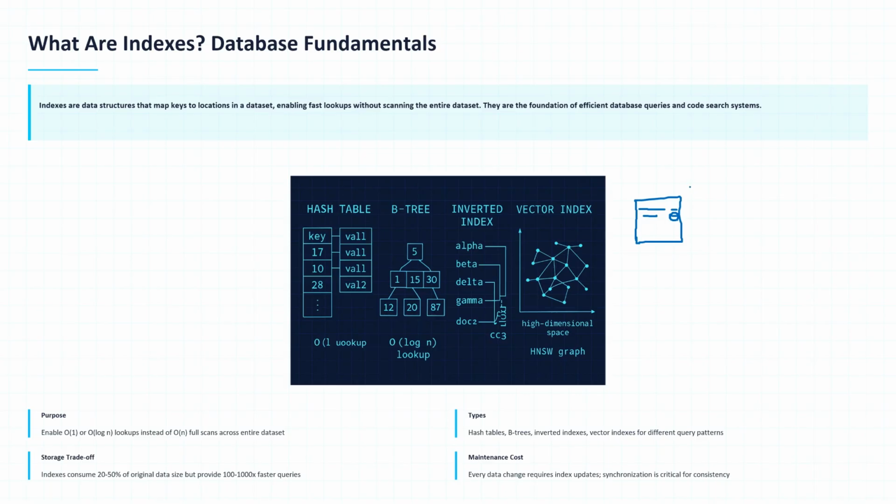In the same way, technically, indexes are data structures that can map keys to locations inside of a data set, and the entire purpose is to enable fast lookups. Whenever I want something, I don't want to run an O of n lookup. I want things faster than that. I want an O of log n lookup. I want an O of 1 lookup, right? And that too, I don't want to scan the entire data set to find out the relevant portion that I need. And these are the foundations of efficient database queries and code search systems.